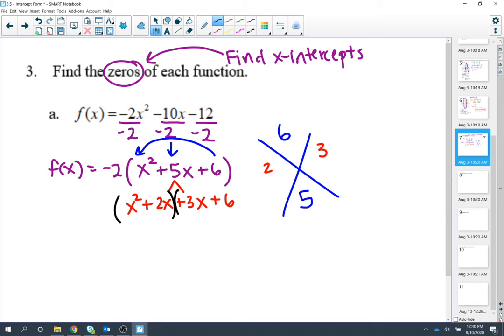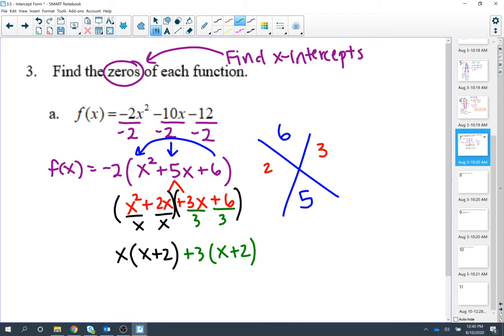Grouping. Out of the first 2, we can get an x, which leaves us with an x plus 2. Out of the next 2, we can get a positive 3, which leaves us with an x plus 2. Check your parentheses. They better be the same. If they're not, you have a problem, but these both have an x plus 2. So I'm going to take out the x plus 2, which leaves me with an x plus 3. I skipped a step in there, but most of you are probably with me. And then bring down the negative 2, and this is a function f of x.